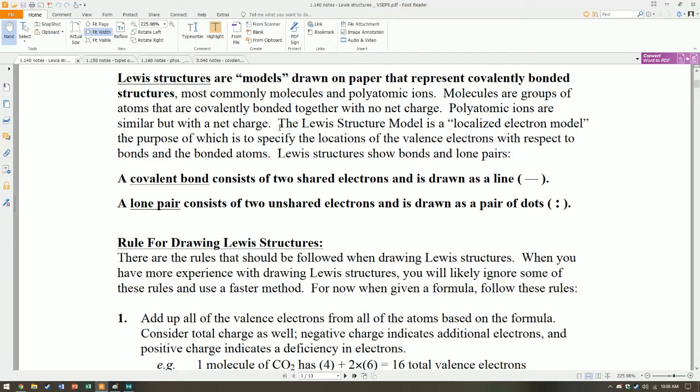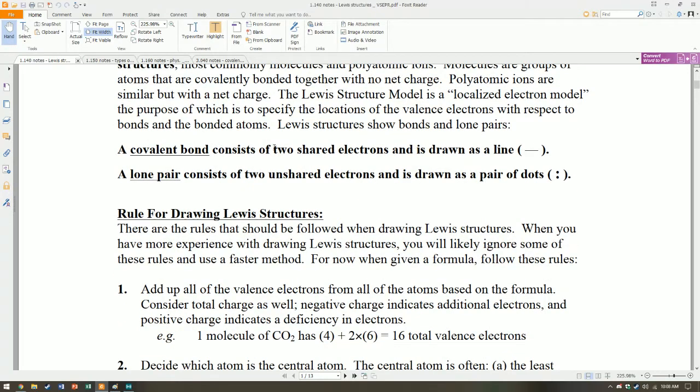The Lewis structure model is a localized electron model, which basically means that the electrons are assumed to be localized to one specific region. While this is great for a lot of molecules, we'll go on to discuss resonance structures later in the same lecture, and for that you can draw multiple valid Lewis structures, and it actually turns out that those electrons are sort of orbiting around the whole molecule, to put it simply. Anyways, what do we need to know for a Lewis structure? A covalent bond consists of a line, whereas a lone pair consists of a pair of dots.